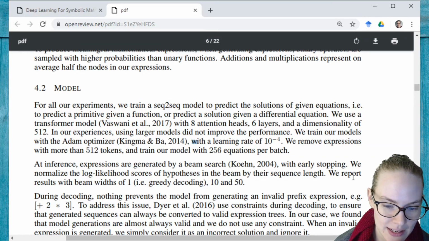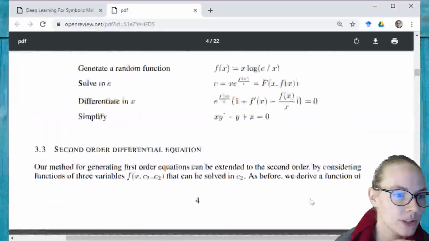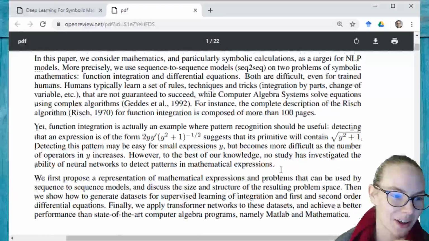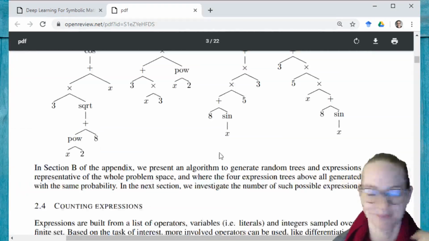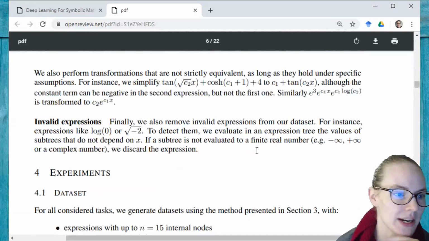Sina says, what is the situation where this topic is used? Really only for solving differential equations and also doing symbolic integration. So it's a pretty narrow use case.